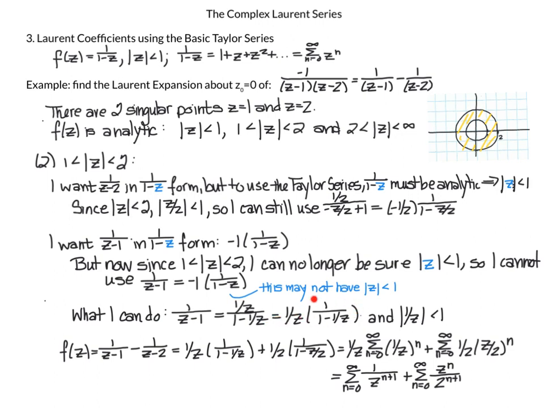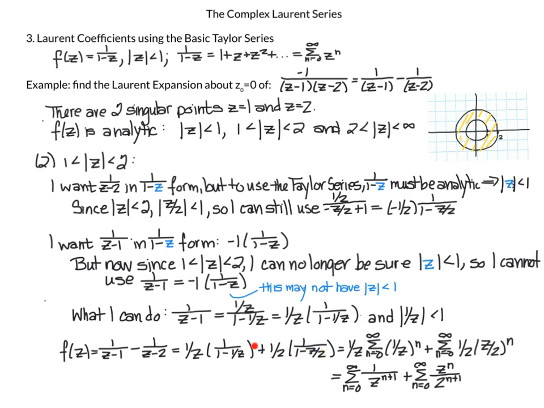That's what we have over here. We're going to have 1 over z times 1 over 1 minus 1 over z. And then for the second fraction, we have that over here. We're going to have the minus 1/2, but since this is minus, we get a plus 1/2, and then 1 over 1 minus z over 2.